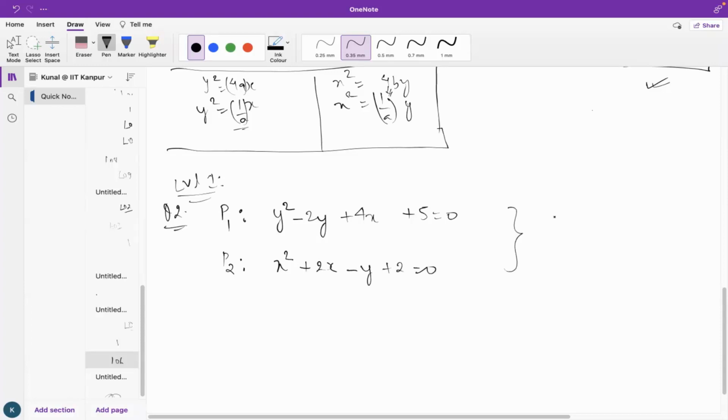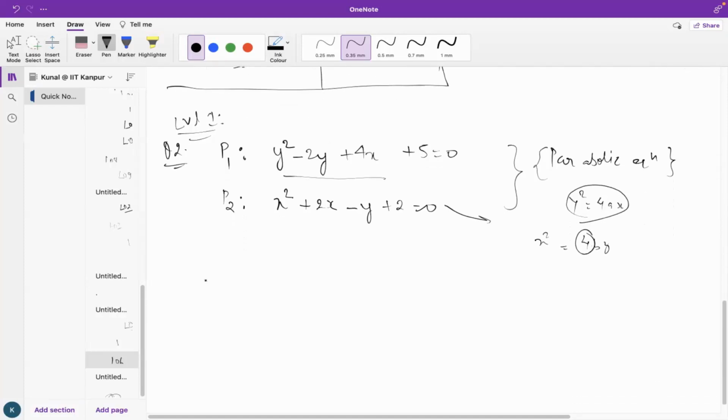So these are our parabolic equations, which are actually given. Now what we have to do is convert these equations into something like y square is equal to 4ax. And this equation is in x because it is quadratic in x now, so we have to convert x square into something like 4by. Okay, so let's try to convert it.